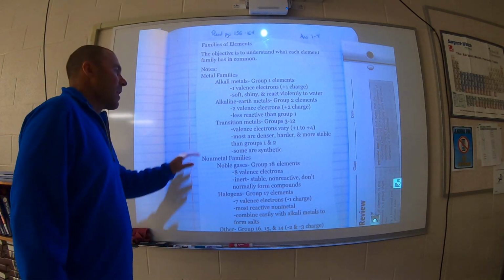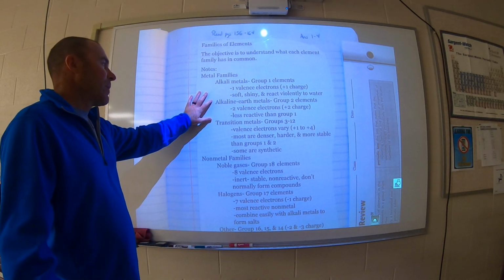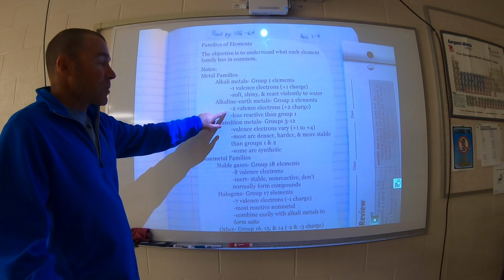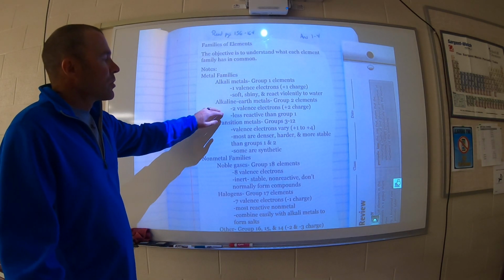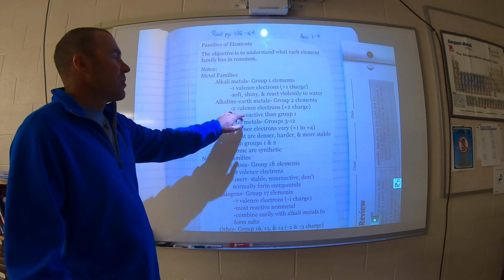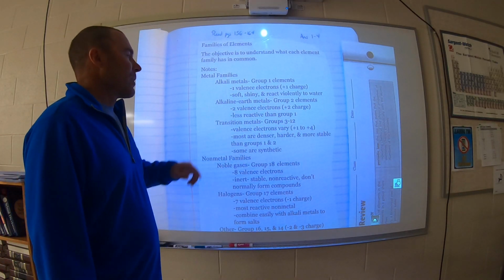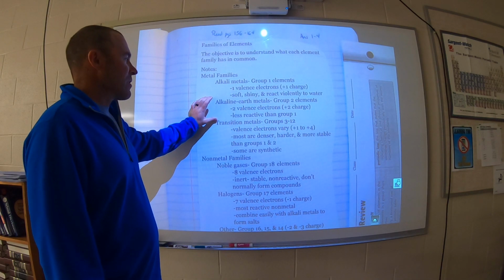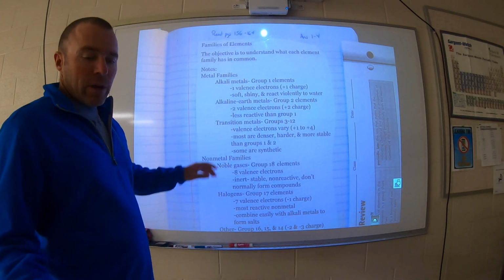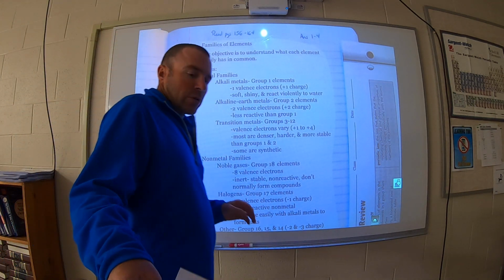The alkaline earth metals, these are the group 2 elements. They have 2 valence electrons because they're in group 2. It's easier to lose 2 than it is to gain 6, so they lose 2 negative charges and have a +2 charge. These are a little bit less reactive than the group 1 elements, but they still have a high tendency to form compounds. The transition metals are everything in groups 3 through 12.